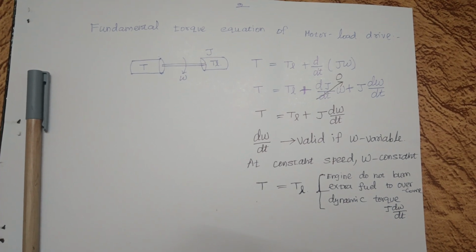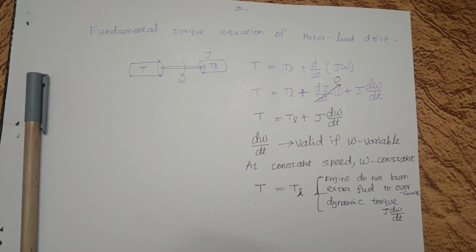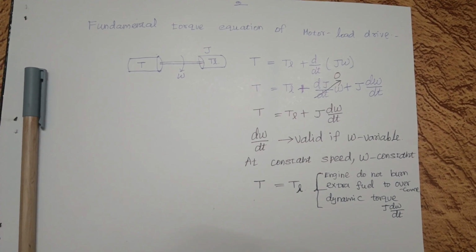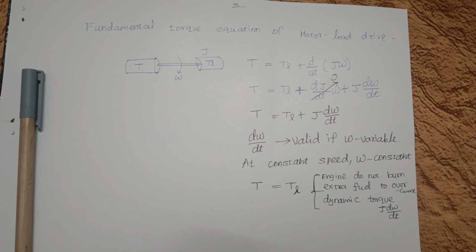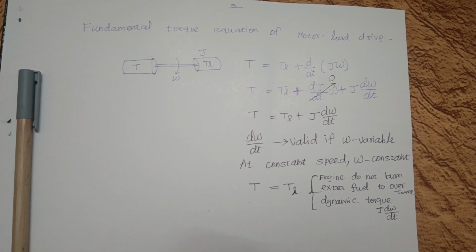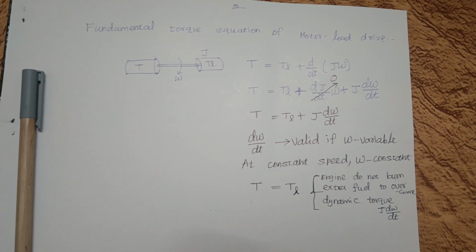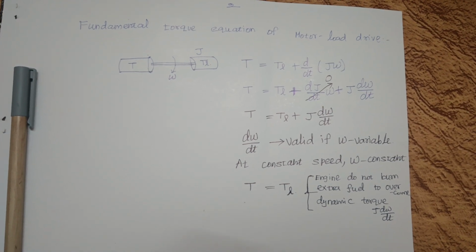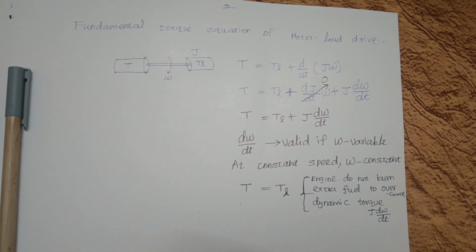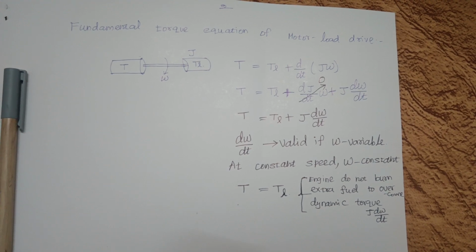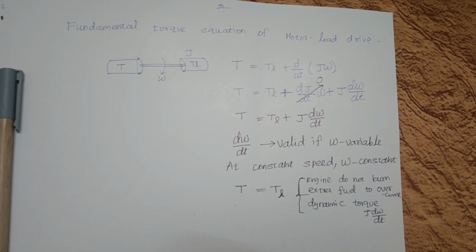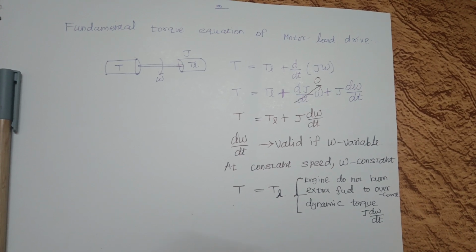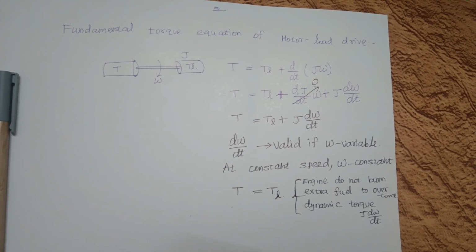You can see the picture on the left-hand side in which T represents the motoring torque and TL represents the load torque. Omega is the angular velocity at which your motor drives the load. J is the moment of inertia associated with the load. If you see the fundamental torque equation, motoring torque T is equal to load torque plus dynamic torque. Dynamic torque is nothing but d by dt of J into omega. J is the moment of inertia of the load, omega is the angular velocity.